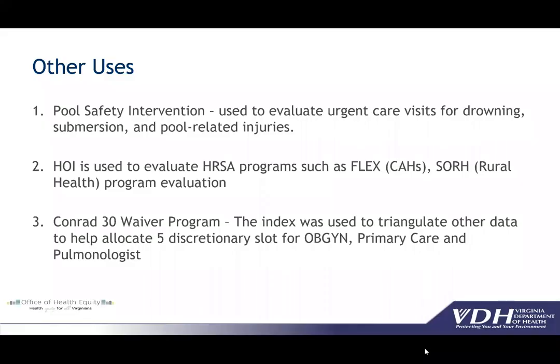Yes, I'm continuing. Great. Okay. So the other uses of the HOI include pool safety intervention. We have used the index to identify pool safety issues for drowning, submersion, and also pool-related injuries in the state of Virginia. So that has been used to evaluate. In fact, there's a regulation going on for pool safety in Virginia, and that's based on what we did with the HOI. We have also used the indicator to address some of the rural programs in Virginia, HRSA programs like FLEX, SHIP, as well as the other connected program waivers, where we were able to use the indicator as a triangulation with other variables to allocate doctors to these regions where the health services are needed. So that's one of the uses of the HOI in Virginia.